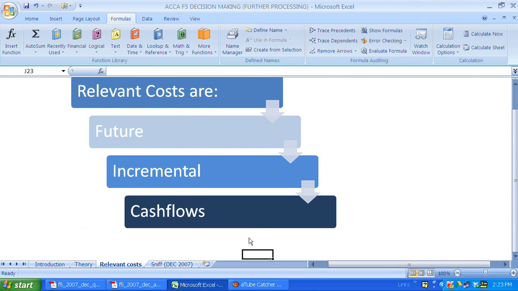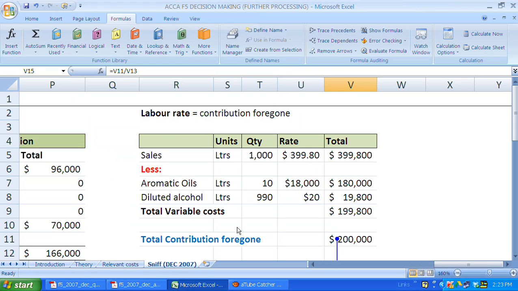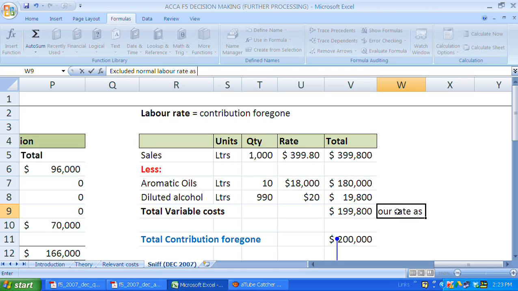Now remember, I'm not including the normal labor rate, because this labor rate is not relevant. Remember, a relevant cost is a future incremental cost. That labor rate will be paid whether or not I'm making the extra alcohol. So in my computation of the variable cost, I've excluded the normal labor rate as it is not incremental.